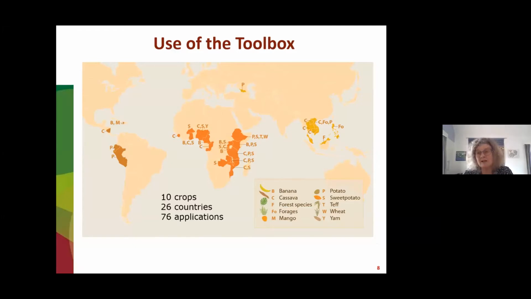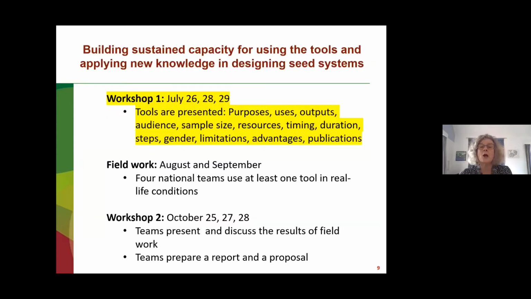So whereas we started with roots, tubers, and bananas, we're now expanding into other crops. And this is why we're really happy to see so many colleagues coming from different types of seed system interventions and crops. We're now covering 10 crops. And that includes forages, forest species, and also some cereals such as teff and wheat. The tools have been applied across 26 countries, and there have been 76 applications to date. So we see the toolbox as starting with roots, tubers, and bananas, but definitely the tools can be adapted and used for other crops.